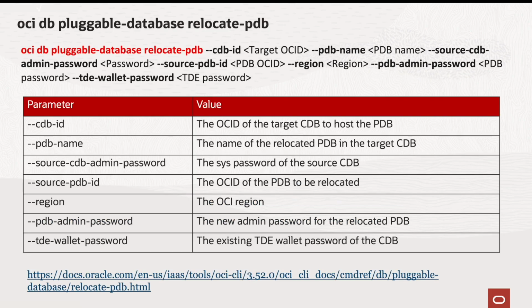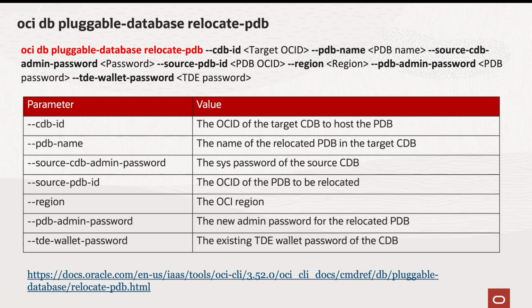This slide shows an example of the OCI relocate-pdb command. It's important to note that not all of the optional parameters are listed on this slide, and not all the parameters that are being used in this example are actually required. Some of them are optional. For a complete listing of required and optional parameters for this command, see the link at the bottom of the slide, which will take you to the relocate-pdb command in the OCI CLI reference.